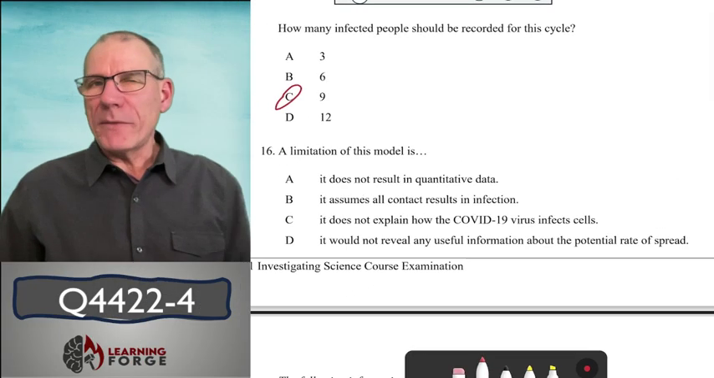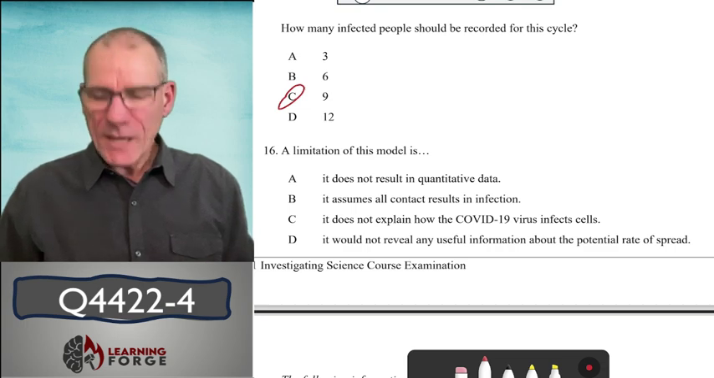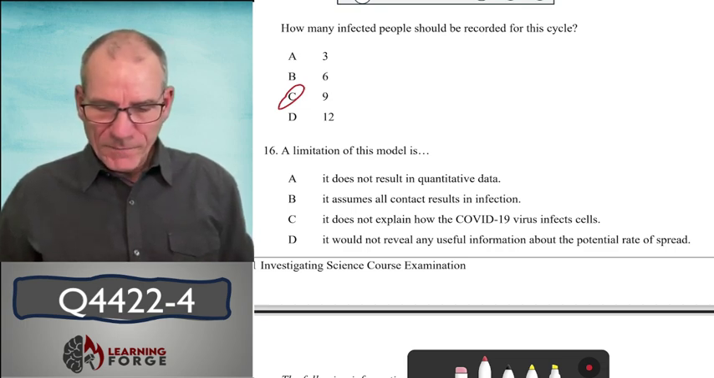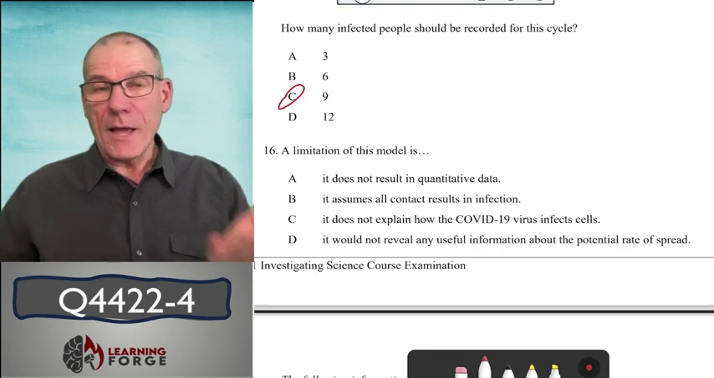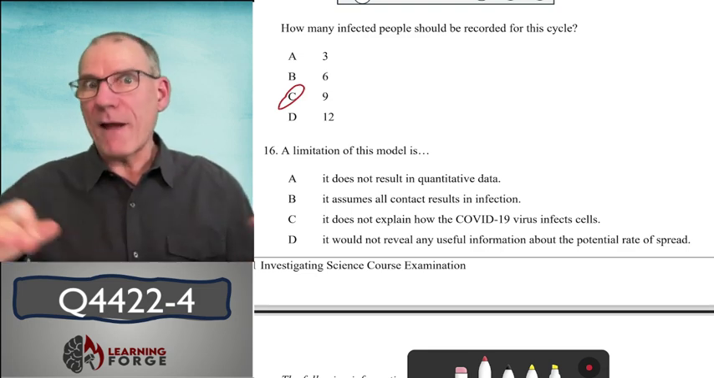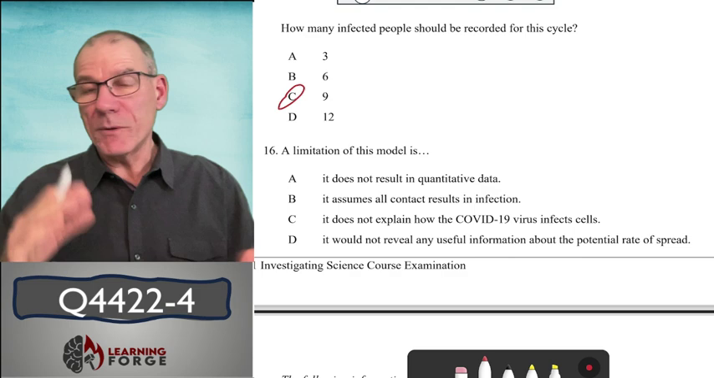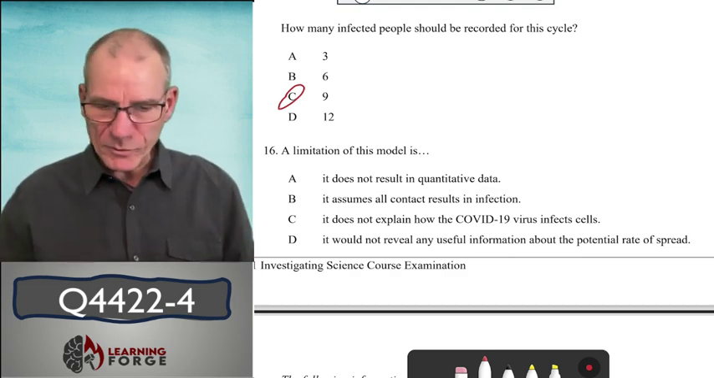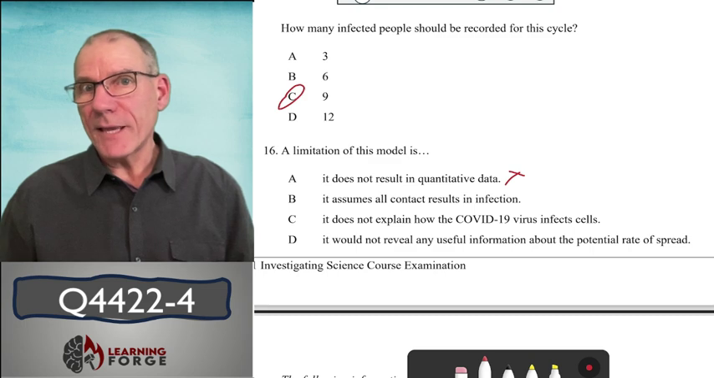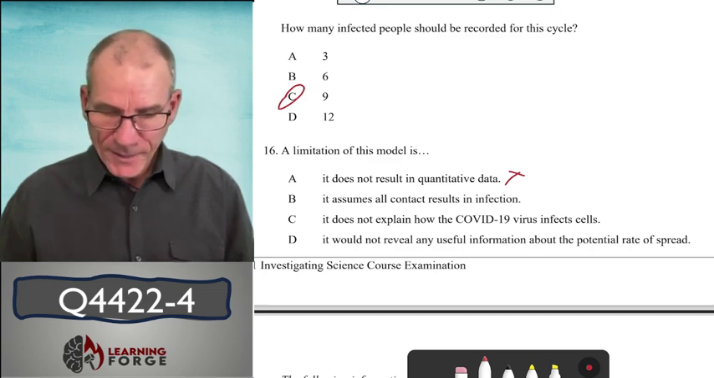Now, probably this is the meatiest part of this question, the limitation of the model. Well, it does potentially result in quantitative data. Just like the Washington Post one, you can graph the number of infected balls over time, and we actually learned a lot from modelling the disease and then improving our models as they went on. So it definitely can produce quantitative data.